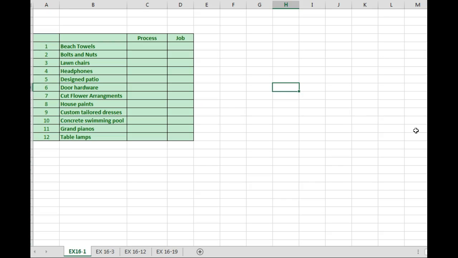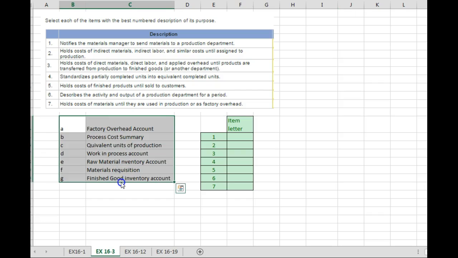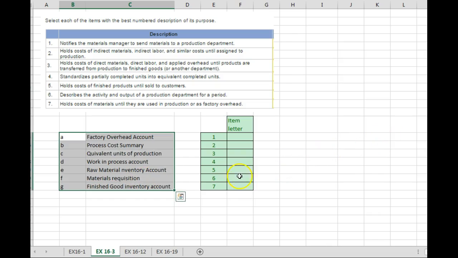Okay, first one, 16.1. You guys can go into the book and figure this one out. It's just like we did in the practice set. 16.3. Okay, again, you're going to go through and figure out what these definitions connect with the accounts, okay? Did I get those out of whack? I sure did. Look at this, guys. Need to pull that down just one row to make it happen. Okay? So, that's taken care of.